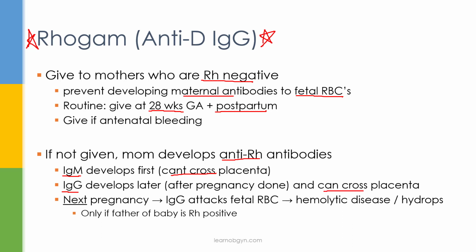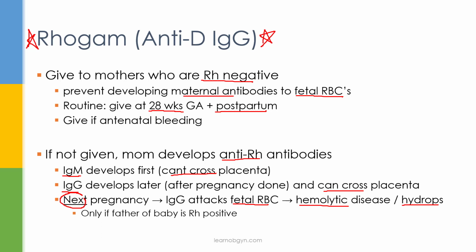So IgM is too big and cannot cross the placenta, but IgG can. So in her next pregnancy, those IgG antibodies will cross the placenta and attack fetal red blood cells. This will cause anemia and hemolytic disease. If it's severe anemia, it can cause hydrops, which can be fatal. But keep in mind, these antibodies will only attack the fetal red blood cells if there are Rh-positive antigens on the fetal red blood cells.